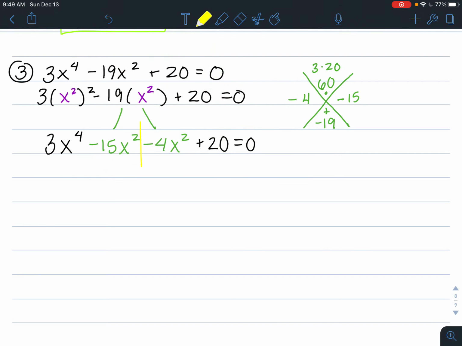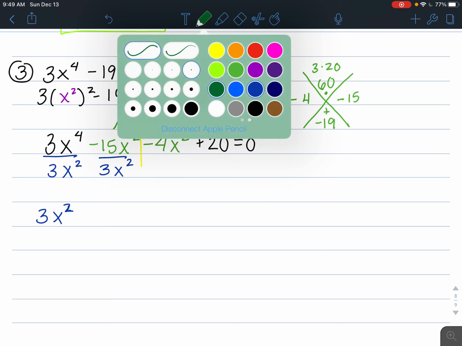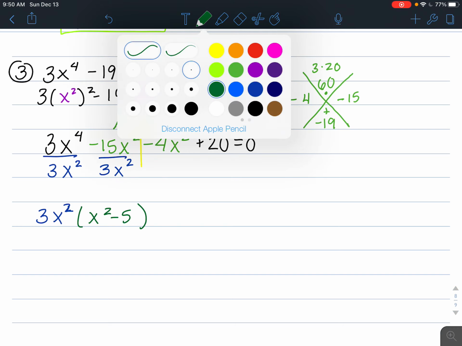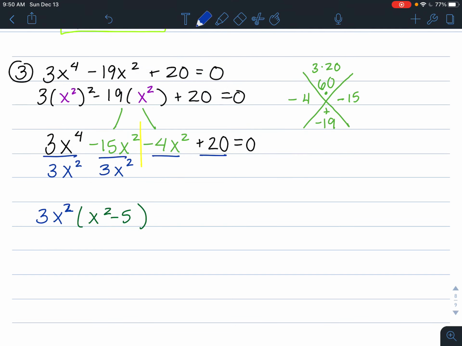So now that I have 4 terms, I can cut it in half and take out my GCFs. Right? So these are both divisible by 3, and they both have at least 2 x's. So I'm going to take out 3x squared, and I'll be left with x squared minus 5. And then over here, the 4 is negative, so I need to take out a negative, and then both of these numbers are divisible by 4. Right, and then I'm going to get x squared minus 5 back.